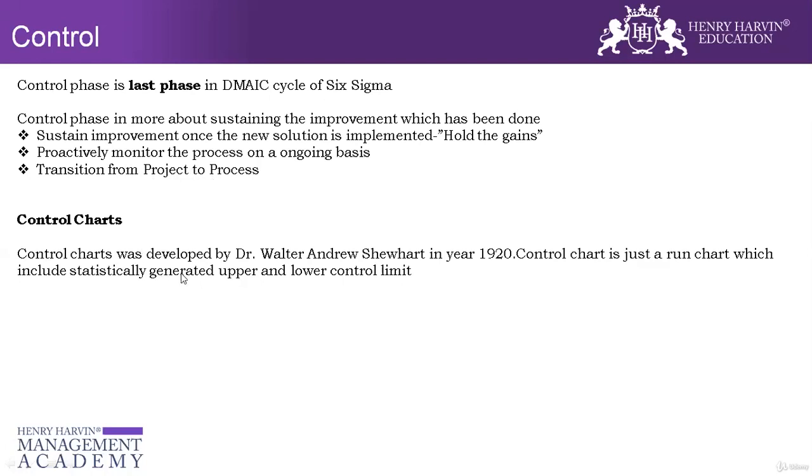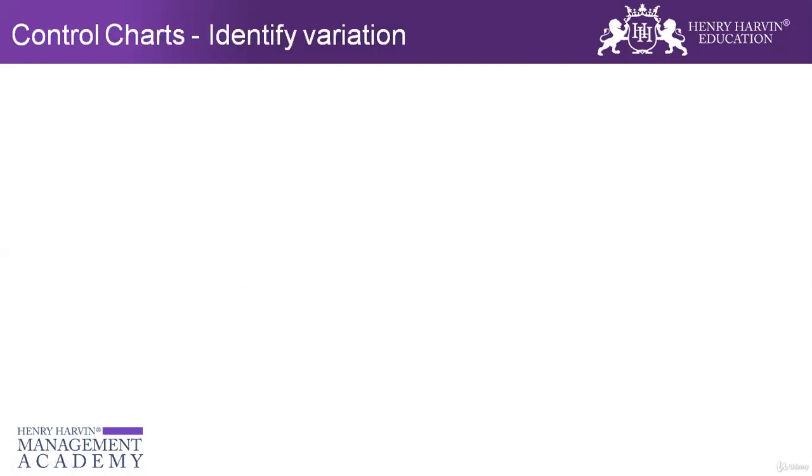So this is just information about the control charts. Dr. Walter Andrew Shewhart, in the year 1920, came up with the concept that a control chart is something we should prepare, and this basically talks about the upper and lower control limit. So we'll talk about what the upper control limit and lower control limit are. Earlier we discussed the upper specification limit and lower specification limit. Do we remember that? What is USL and what is LSL?